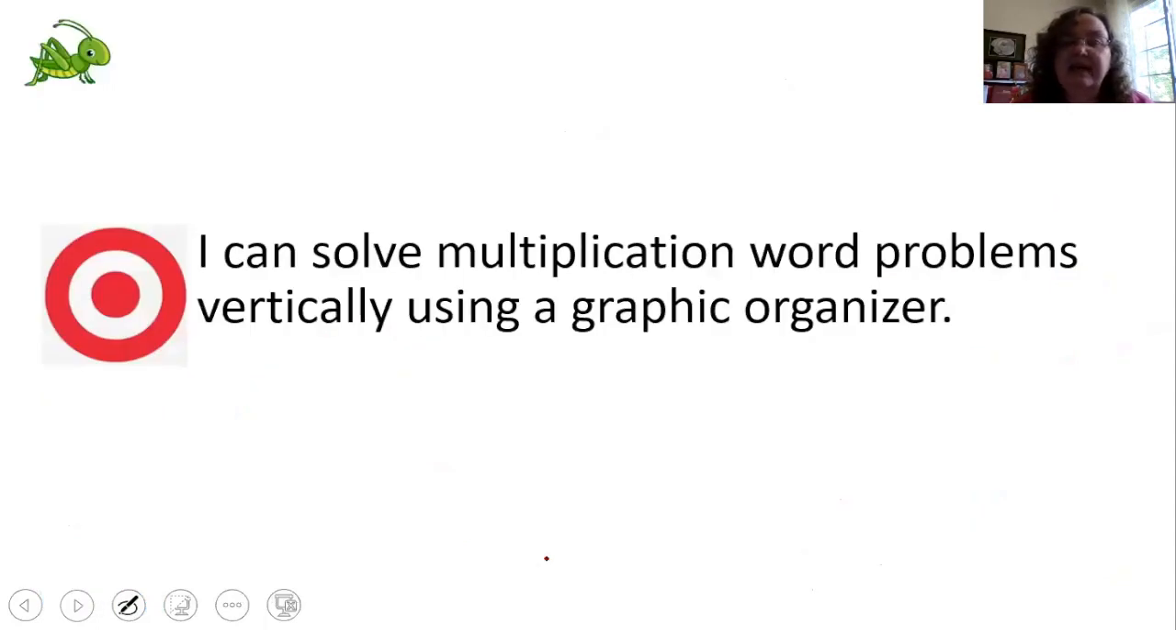So today we have been solving multiplication word problems vertically using a graphic organizer. And like I said earlier, I hope you're using this time to memorize those multiplication facts, because when we get into these big numbers, we need to know those.